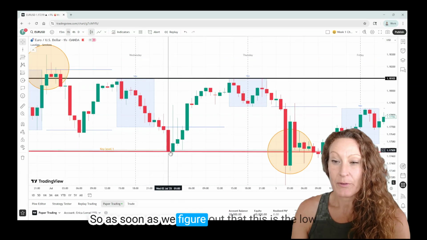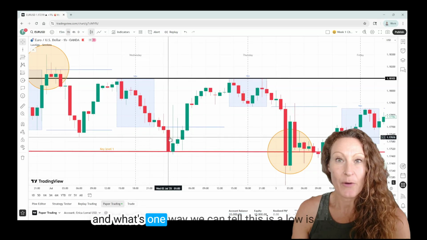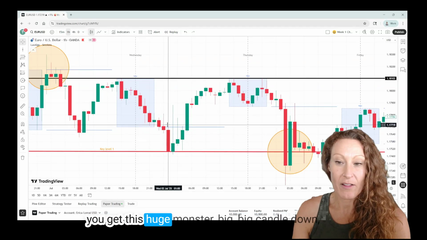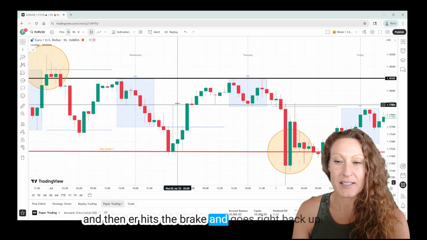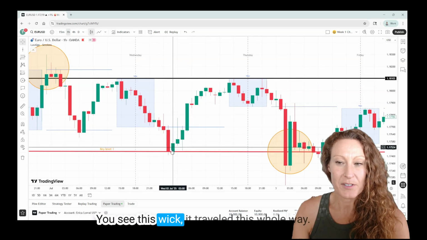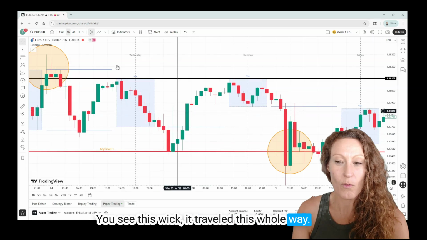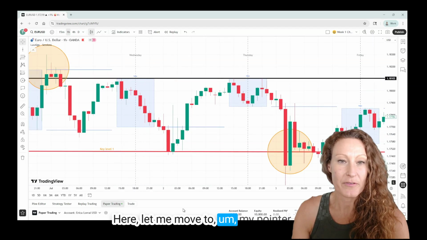So as soon as we figure out that this is the low, and what's one way we can tell this is a low is you get this huge monster, big candle down and then it hits the brakes and goes right back up. You see this wick? It traveled this whole way. Here, let me move to my pointer.